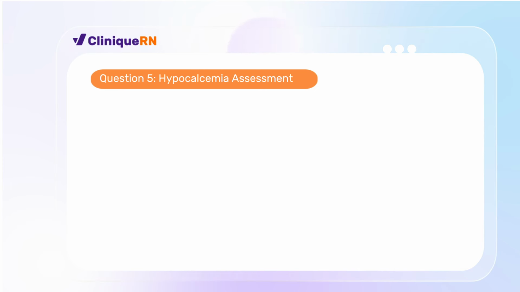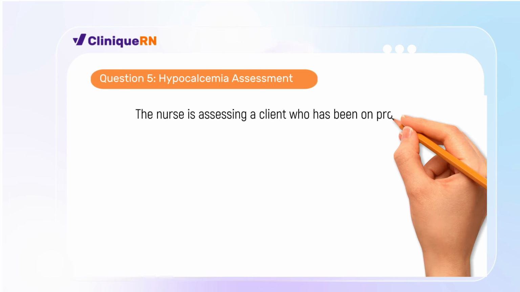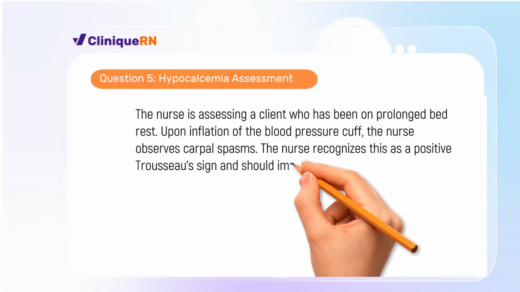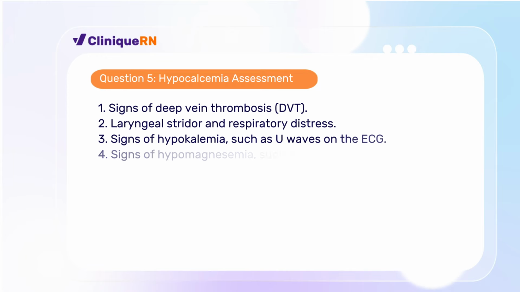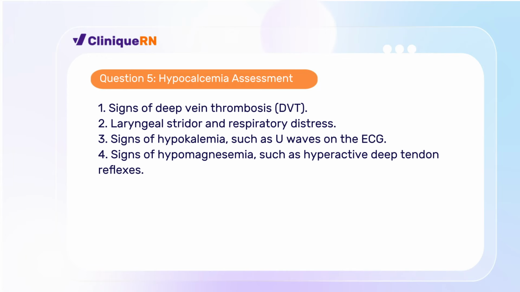Question 5. Hypocalcemia assessment. The nurse is assessing a client who has been on prolonged bed rest. Upon inflation of the blood pressure cuff, the nurse observes carpal spasms. The nurse recognizes this as a positive Trousseau's sign and should immediately assess for 1. Signs of deep vein thrombosis, DVT. 2. Laryngeal stridor and respiratory distress. 3. Signs of hypocalcemia, such as U waves on the ECG. 4. Signs of hypomagnesemia, such as hyperactive deep tendon reflexes.